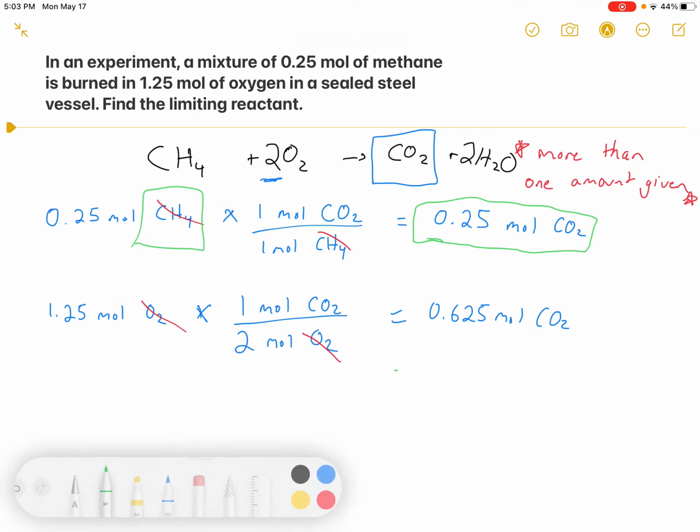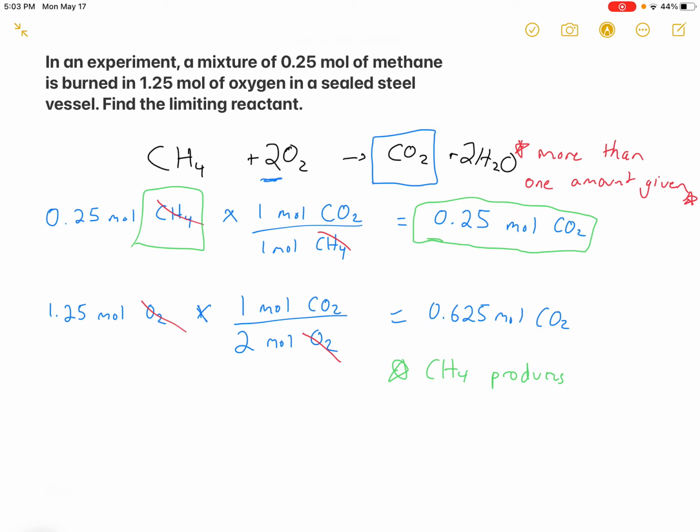So we know that the methane produces less CO2, therefore it is the limiting reactant.